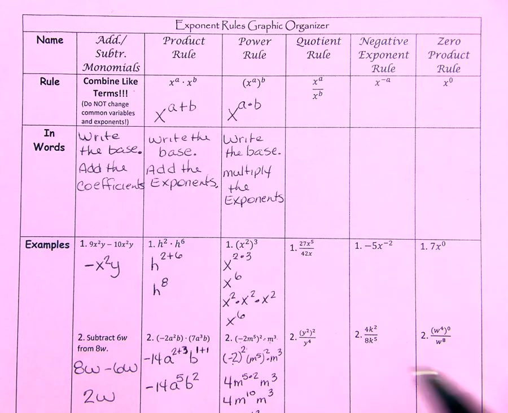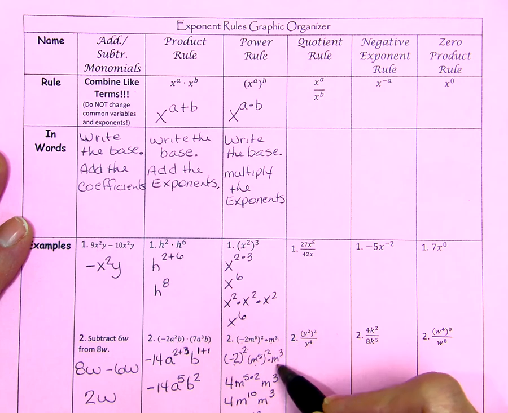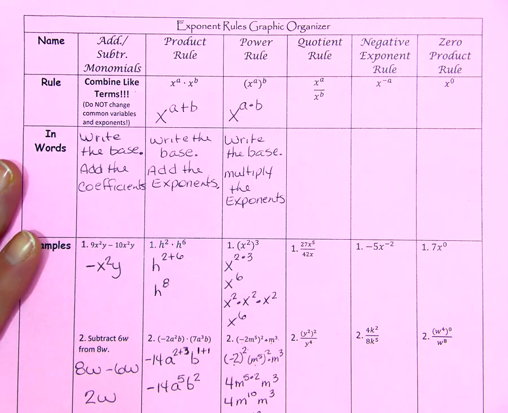So let's go through that again. When you have a product in parentheses, each of your factors is being raised to the power that is outside the parentheses. So the negative 2 is being raised to the 2nd power. The m to the 5th is also being raised to the 2nd power. This m to the 3rd is just part of the problem, so we write it down. Here we can actually go ahead and simplify negative 2 squared to be 4.